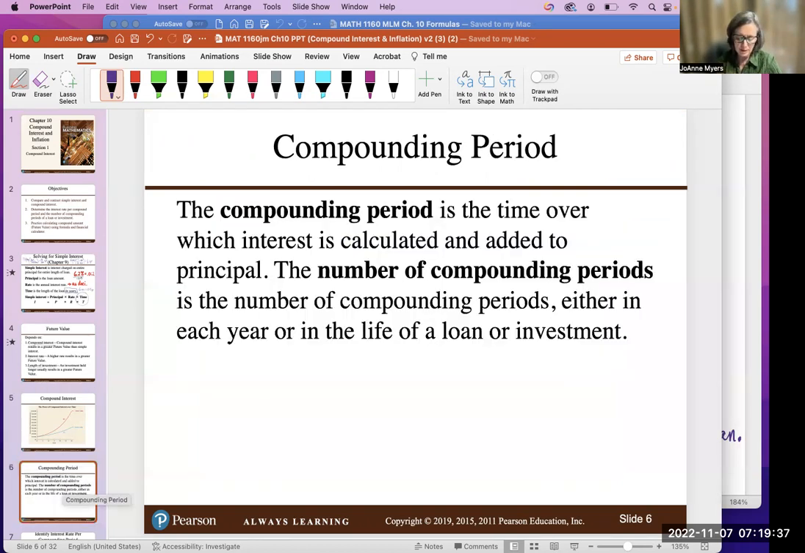Your compounding period is the time over which the interest is calculated and then added to the principal. So if I am compounding monthly, my compounding period is every month because I figure out how much interest is calculated over that month, and then I add it at the end of the month. The number of compounding periods, this is your N in the equations for this chapter. It's the number of compounding periods, either in each year or over the life of the loan.